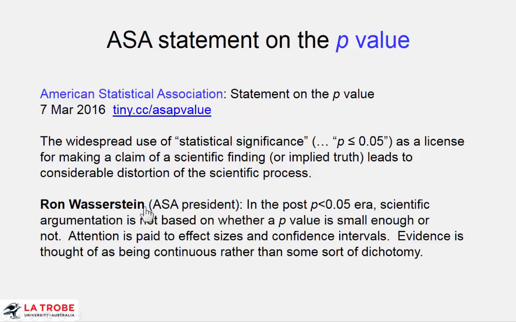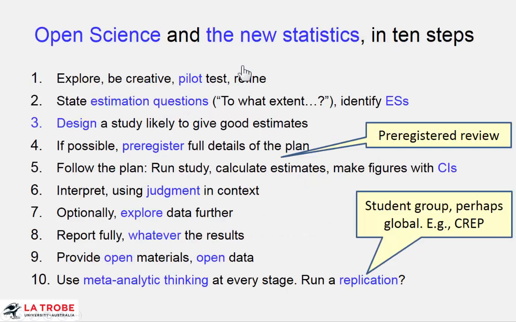The president of the ASA talked about the post-p less than 0.05 era. Scientific argumentation is not based on just a p-value, but we need to pay attention to effect size and confidence intervals. We're thinking of evidence as being continuous, certainly not dichotomous. If you follow all these arguments, then you are right up with the best research practice. So here's the summary once again.